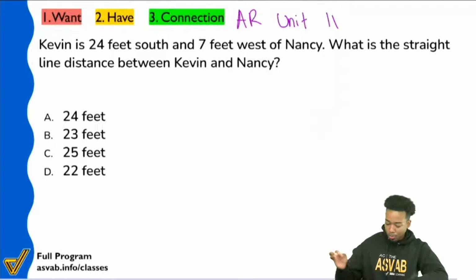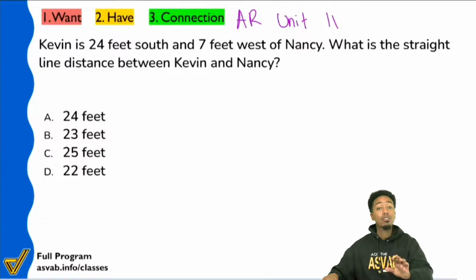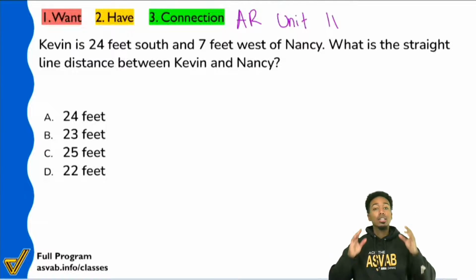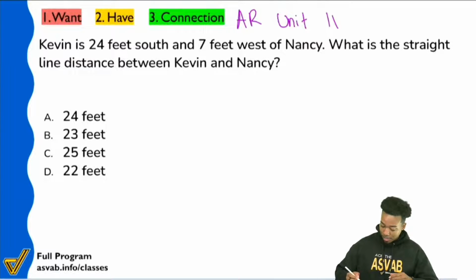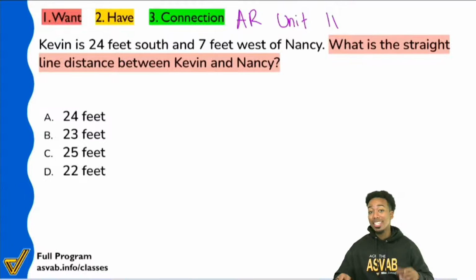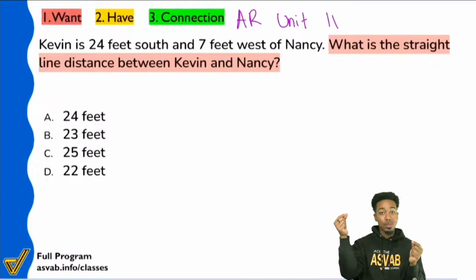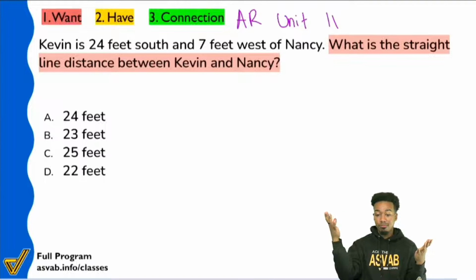Okay, so let me show you what's going on here. What we're looking for is, what is the straight line distance between Kevin and Nancy? Everyone, before I even begin, from that one sentence alone, and I'm going to highlight it again, what is the straight line distance between Kevin and Nancy? Is it fair to say that if Kevin's here and Nancy's here, we're just looking for the straight line distance between them? Is that fair?